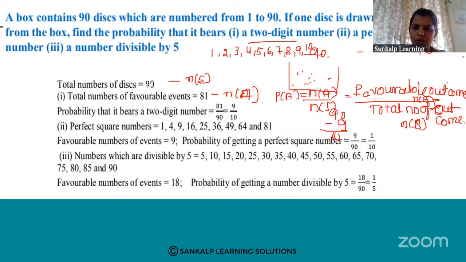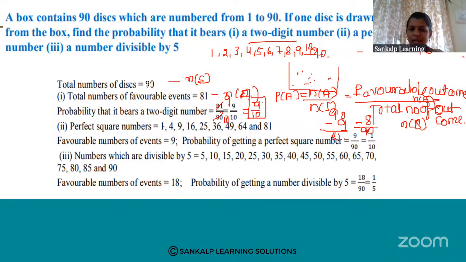Okay, so we know the value of N of A, that is 81 divided by total number of events is 90. Therefore, this is the probability of getting two-digit number. So 9 ones are 9, 9 nines are 81. Therefore, you will get 9 divided by 10.